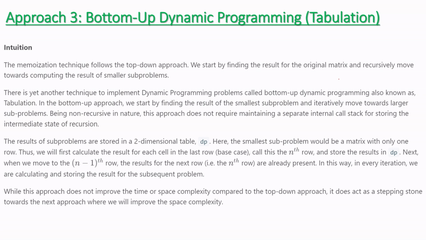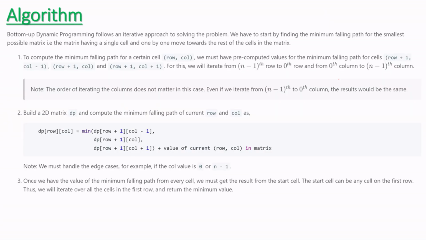While this approach doesn't improve the time or space complexity of the top-down approach, it does act as a stepping stone toward the next approach, approach 4, where we will optimize the space. So the algorithm for bottom-up dynamic programming follows an iterative approach to solve the problem. We start by finding the minimum falling path sum for a matrix having a single cell, and one by one we move towards the rest of the cells in the matrix.